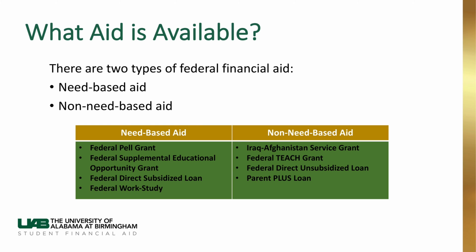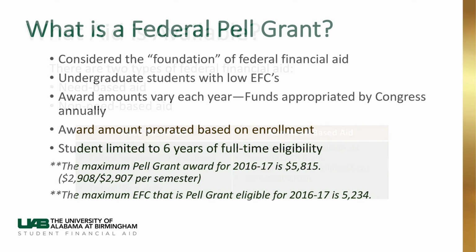All right, so let's talk about the different kinds of federal financial aid. There are really two types. There's need-based and non-need-based. We'll talk a little bit about each of the programs that are listed here. Pell Grants are considered the foundation of federal financial aid. It's the oldest federal program. They've been around since the late 60s, and they are only available to undergraduate students who are working on a first bachelor's degree, and they are only available to students with very low EFCs, those low expected family contributions.